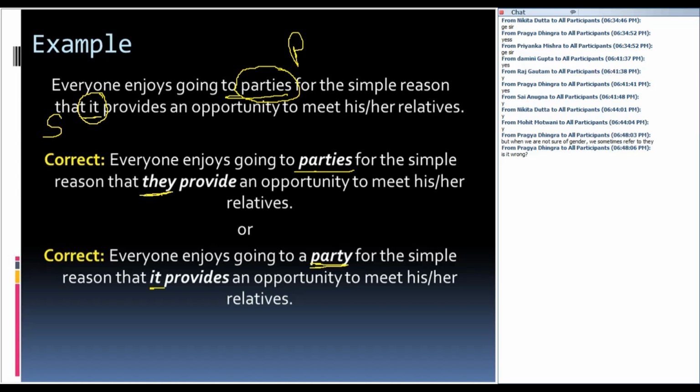In subject verb agreement also I told you, whenever there is a confusion, there is a 90% possibility that that subject is going to be singular. So the same thing will happen in pronouns also.